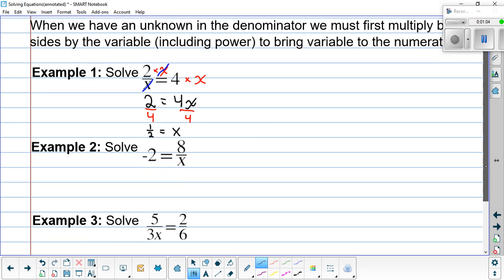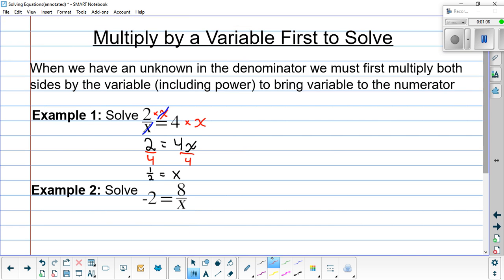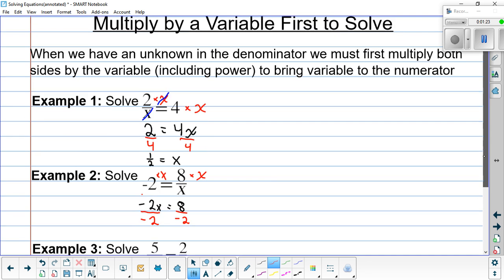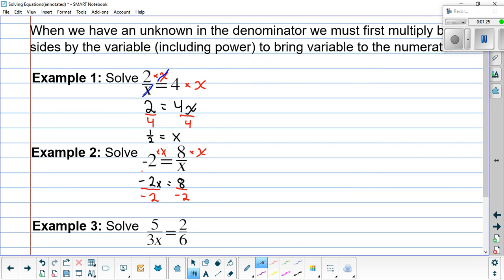Okay. Our next one, same thing. Right away, let's just multiply by x. Multiply by x. So we're left with negative 2x equals 8. Then we can divide by our negative 2, divide by our negative 2, and we'll find that x is going to be equal to negative 4.